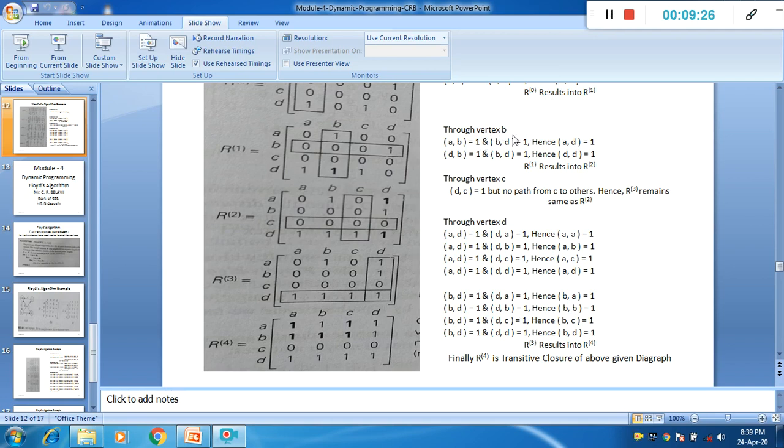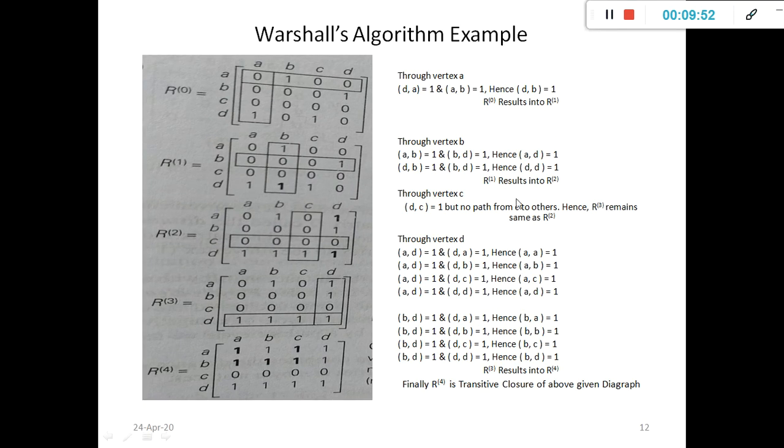Then through vertex B you will get the new values: A to D is equal to 1 and D to D is equal to 1. Then put these values, A to D is equal to 1 and D to D is equal to 1, in this resultant matrix R1, and it will generate the new matrix as shown in R2, and the new values are shown in bold as 1 and 1. There is a path from A to D is equal to 1, and there is a path from D to D is equal to 1. Then you will get the resultant matrix as R2.